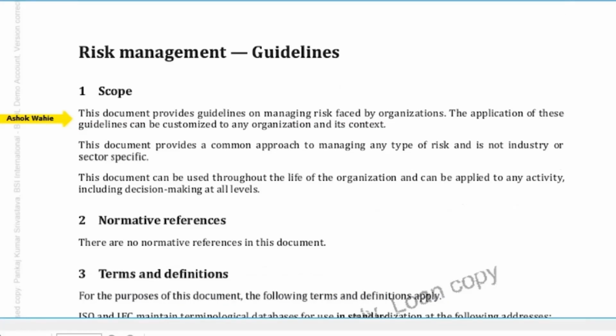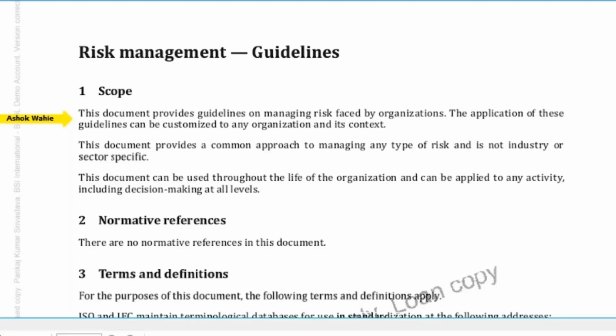So as I was mentioning earlier, this document provides you guidelines on managing risk faced by your organization. The application of these guidelines can be customized to any organization and its context. So the context of organization A will differ from the context of organization B, because the objectives of the manufacturing industry are different from the pharmaceutical industry, the IT service industry, commercial organizations, government, etc.